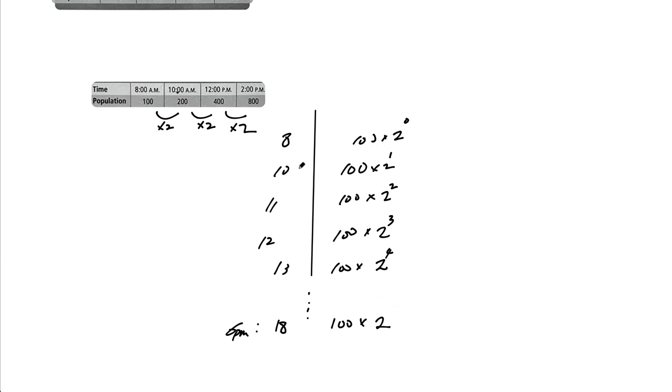So do you see how here it's 10 minus 9 gives you that? 11 minus 9 gives you that. 12 minus 9 gives you that, right? So it's always minus 9. So 18 minus 9 is 9. So that is the population.